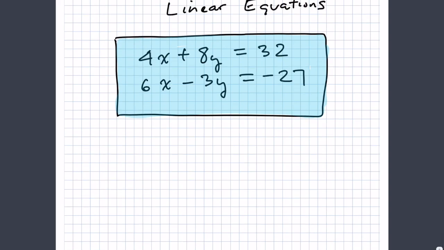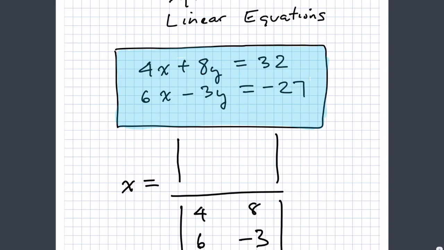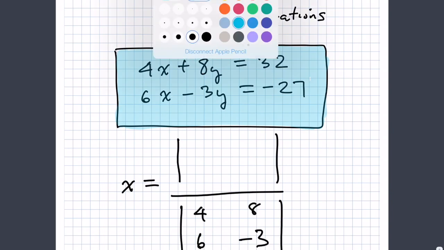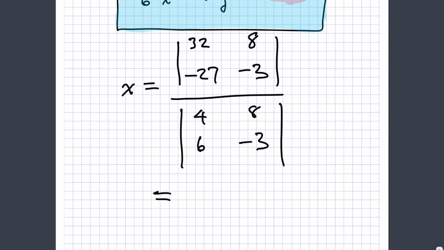Okay, so what we talked about in class was if I want to find the x variable, I just take the determinant, and on the bottom in the denominator I have the coefficients, and for x I just substitute the solution vector, this side, into the x position, and I leave the rest of it as is. Okay, from there I just take the determinant.